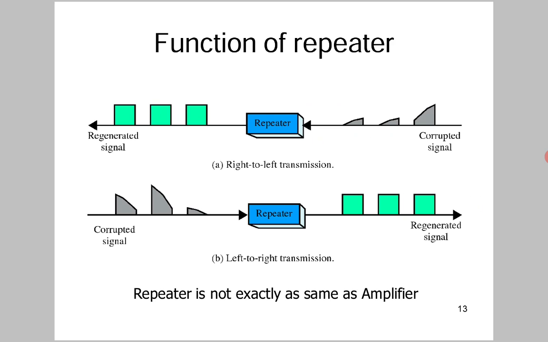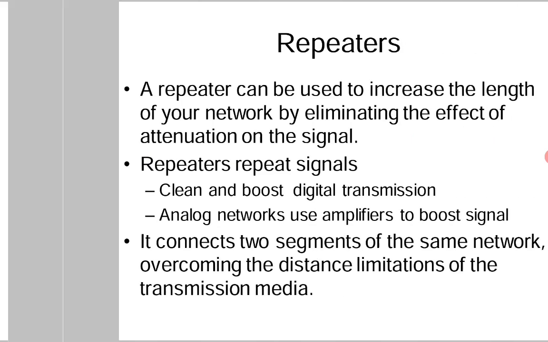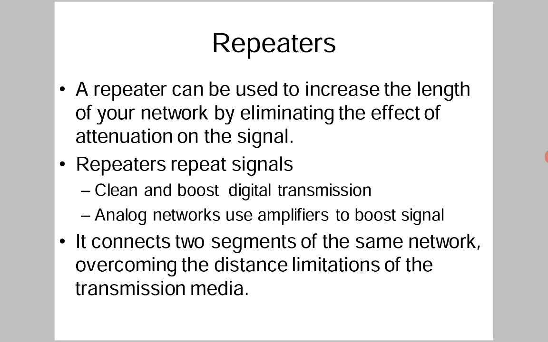A corrupted signal is regenerated when it passes through the repeater. A repeater can be used to increase the length of your network by eliminating the effect of attenuation on the signal. Repeaters repeat signals, clean and boost digital transmission. Analog networks use amplifiers to boost signal. It connects two segments of the same network, overcoming the distance limitations of the transmission media.